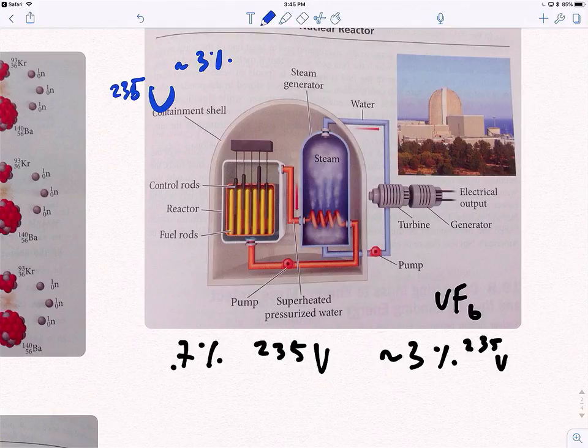You can also do what Canada does. Canada uses heavy water reactors, D2O, deuterium oxide, and they don't even need to enrich. That's a better neutron moderator. They don't even enrich their fuel. They just put in uranium from the ground, and the nuclear reactor runs off of that. So if you want to be eco-friendly, do like Canada does.